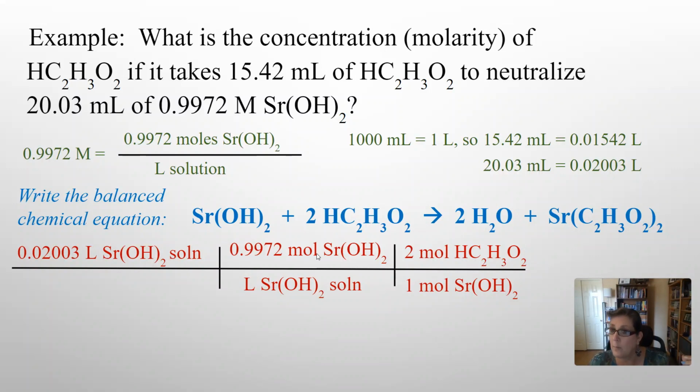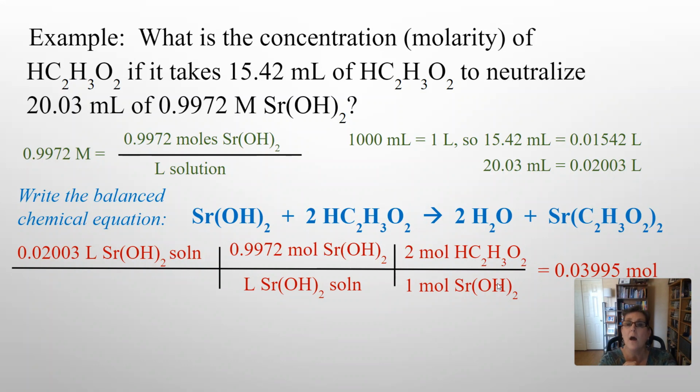So this is similar to what we did last time, but slightly different at the end. There is 1 mole of strontium hydroxide in the reaction. That goes on bottom, so moles of strontium hydroxide will cancel out. We're finding out about the acetic acid or vinegar. There are 2 moles of vinegar in the reaction. So 2 moles of vinegar is on top. This will get us moles of vinegar, and it's 0.03995 moles of the vinegar.